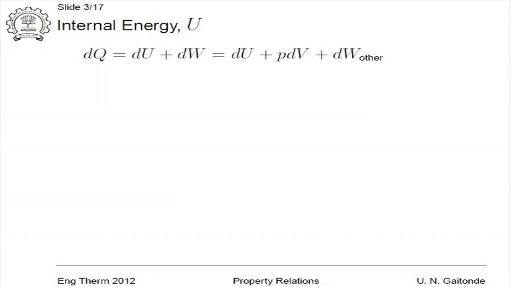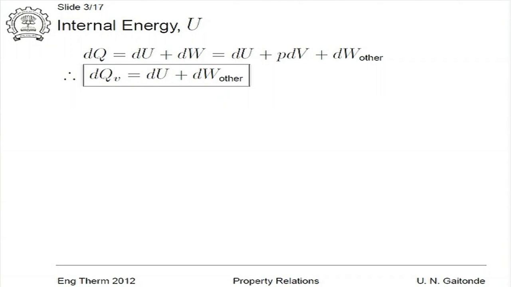We first have the internal energy U, and let us expand the expression for the first law: dQ is dU plus dW, which is dU plus PdV plus dW other than PdV. So this just tells us that dQ at constant volume is dU plus dW other, where dW other means dW other than PdV.